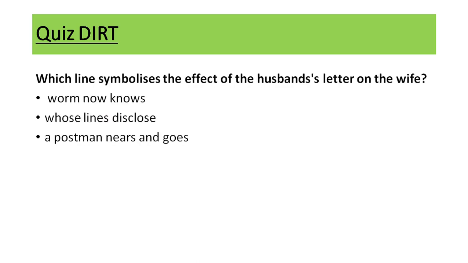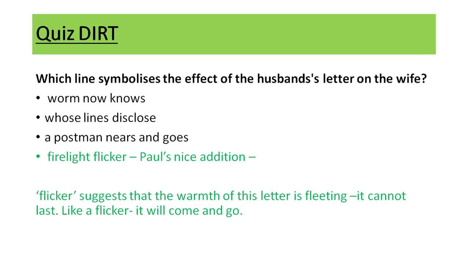tricked people up was this one. Which line symbolises the effect of the husband's letter on the wife? Okay, now it's actually the last one, it's this one. It's the Firelight Flicker. I'll come to Paul's addition in a second. So some of you put it was the postman. Remember, the postman line is really telling us that there's a limited interaction between this woman and the people around her in her community. The postman's not knocking on the door and asking how she is and bringing in a milk for her. He's nearing the house and he's going again straight away.